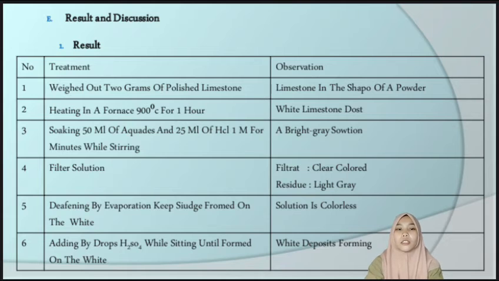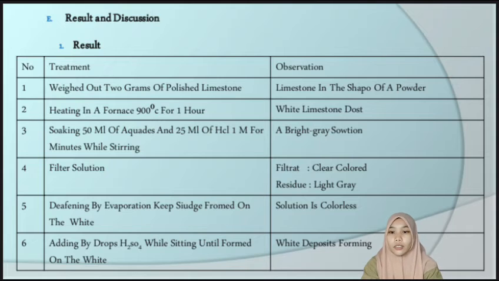Result and discussion. Result: treatment: we obtained 2 grams of polished limestone. Observation: the limestone is in the shape of a powder. Heating in a furnace at 900 degrees Celsius for 1 hour. Then the limestone is dissolved in 50 ml of aqueous and 25 ml of HCl 1M while stirring, giving a bright gray solution.